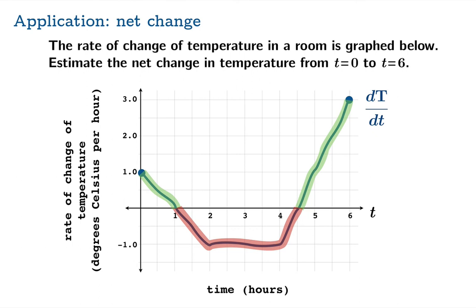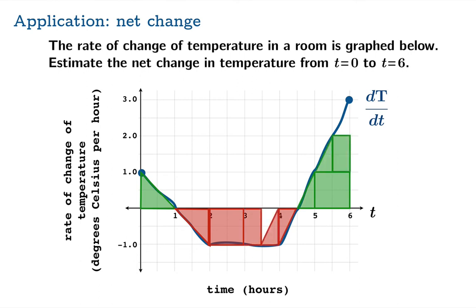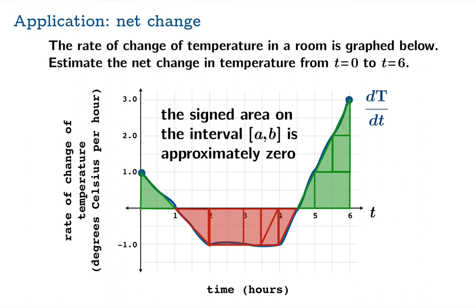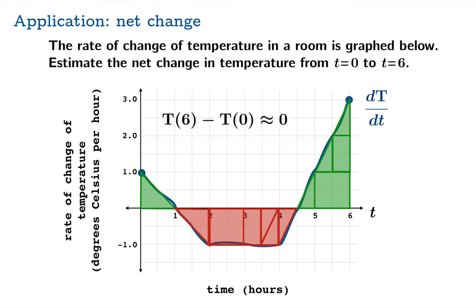Now, we could calculate a lot of polygonal areas here, or we could start looking for some cancellations. For example, we could imagine that these two regions are roughly the same. They should cancel. Here are two regions that cancel, and several more regions that cancel as well. Lo and behold, we don't have to make a single calculation, and we realize that the temperature at time 6 minus the temperature at time 0 is about 0. Or if you want to put it another way, the temperature at time 6 is roughly the same as the temperature at time 0.